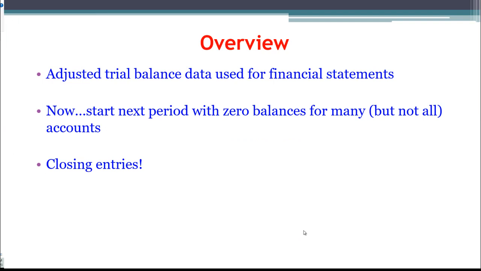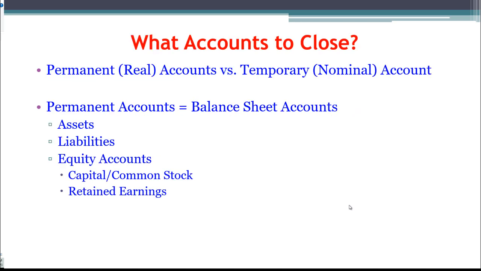So by this time in our discussion, we've already worked our way up to the adjusted trial balance. That data has been used to compute the financial statements, and now we're at the closing entries. We're trying to start the next period with zero balances for many of our accounts, but not all of them. And to zero those accounts out, we have to do closing entries. So the first question to ask is, which of all of the accounts do we need to close?